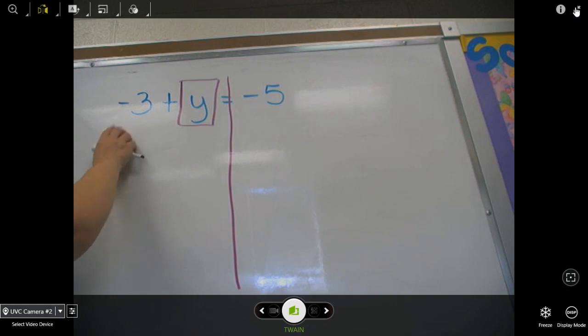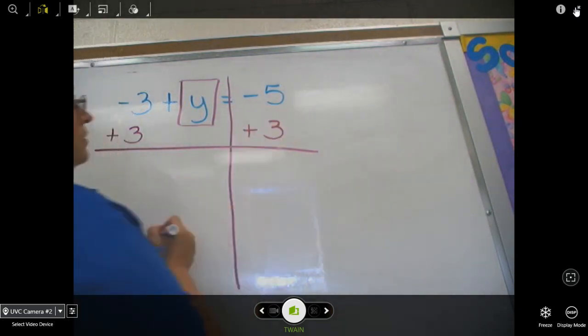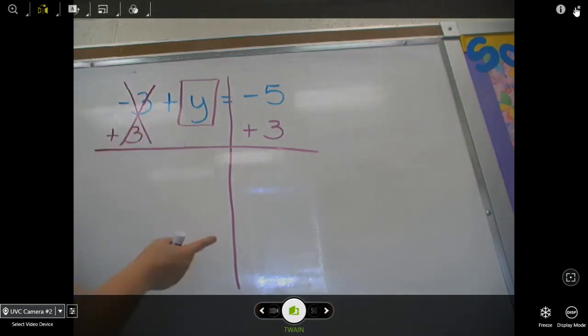All right, now I flipped it up a little bit because I want to show you something. Remember I said if you're subtracting or it's negative. Here it's negative. What's the inverse of negative? Positive. So I'm going to add 3. What I do to one side, I have to do to the other. The whole point, get rid of this. We're social distancing. We're quarantining the variable.